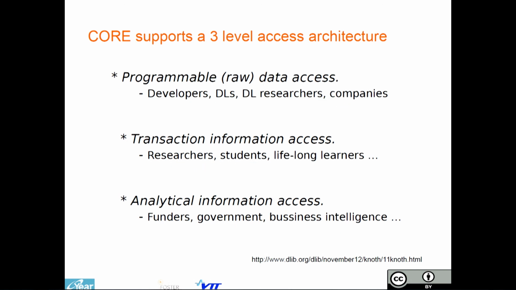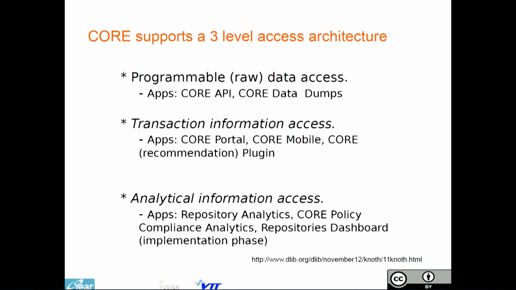Because the programmable access is helpful for developers and people who work in companies and researchers, and the analytical information access is helpful for funders and people who are making the policies, people who want to find out what kind of information they want to find out from these publications. And to support this three-level information, we have created different services at CORE.